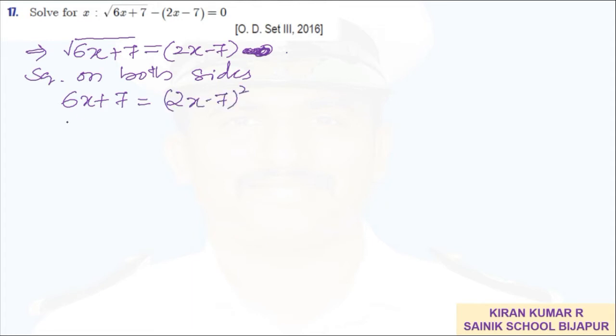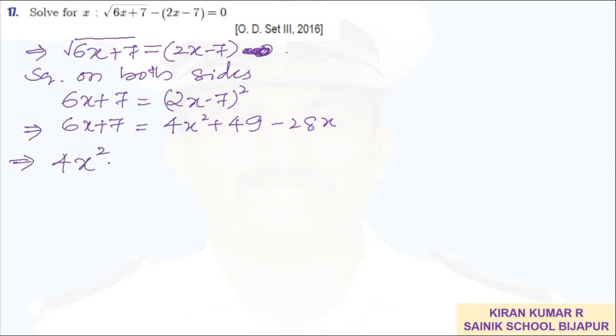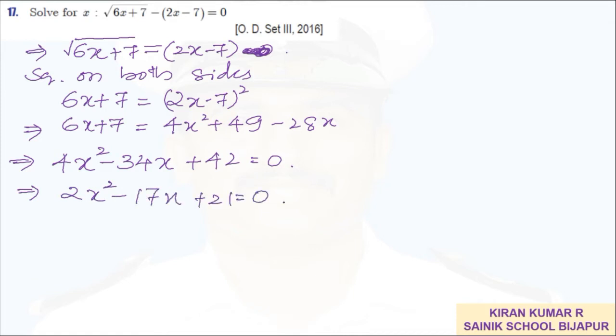Let me simplify this. So 6x plus 7 will become equal to 4x square plus 49 minus 28x. Further, I will write as 4x square minus 34x plus 42 equal to 0. Throughout, I can divide by 2, therefore 2x square minus 17x plus 21 equal to 0.